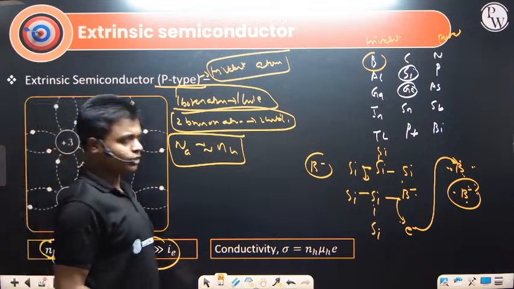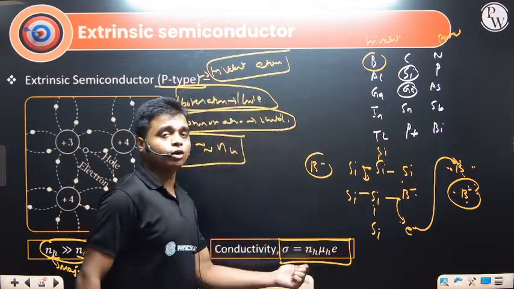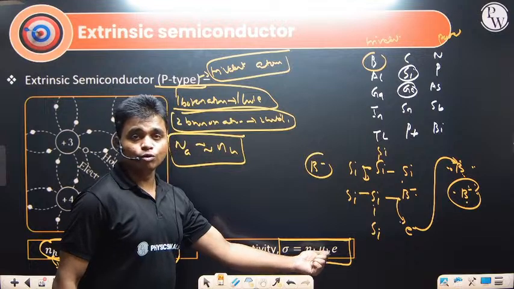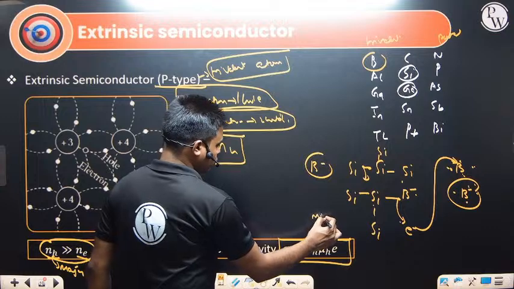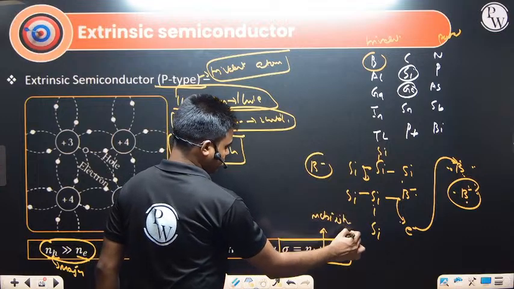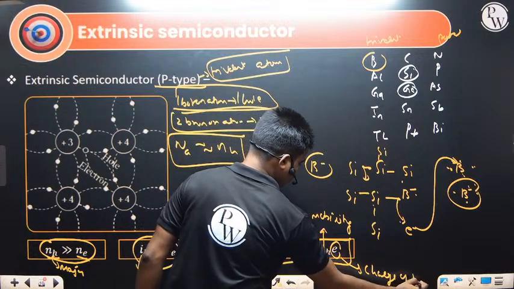Conductivity, we have one relation. What is that? Conductivity sigma is given by n, the number of holes per unit volume, into mu h, that is the mobility. Okay, mu h is the mobility, and this e. What is e? e is the charge of the hole. Okay, charge of the hole.